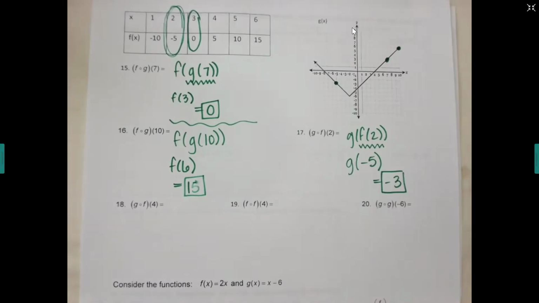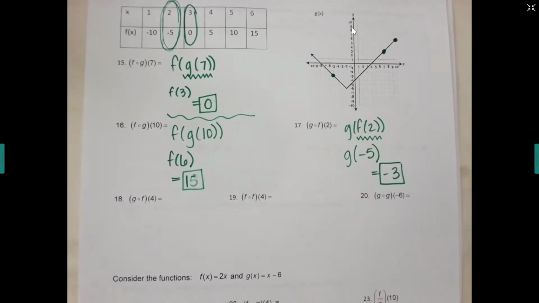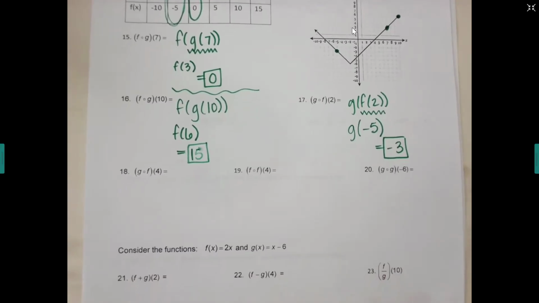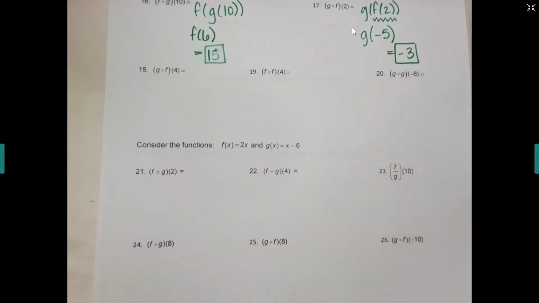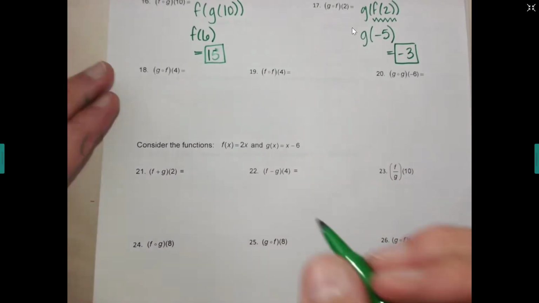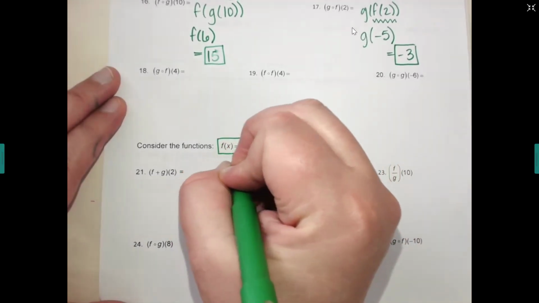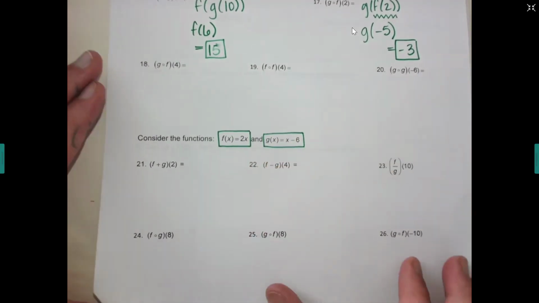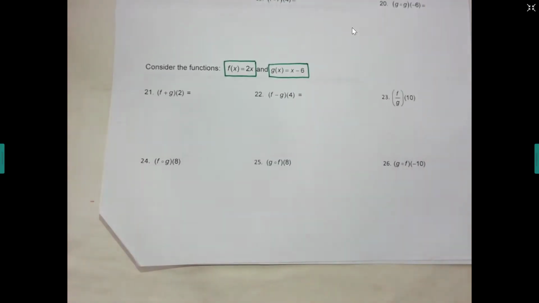Perfect. Okay, so the last way you have to be able to work these out is what if you don't get a graph or a table and instead you get an equation? Take a look at the next section down here at the bottom. If I want f, I'm going to plug into the equation 2x. And if I want g, I'm going to plug into x minus 6. So I have 2 equations that I will use whenever I'm trying to find whatever my operation is.